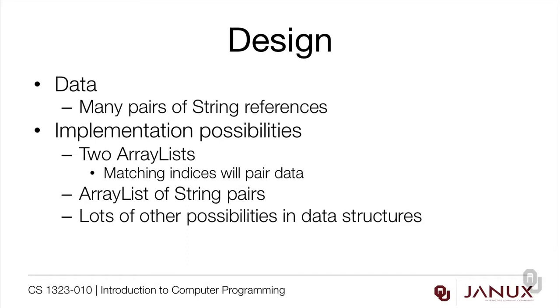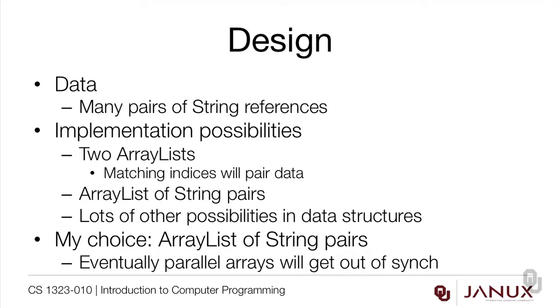There are also lots of other possible data structures for this. In fact, if you take a data structures class later, you're going to see all kinds of interesting, clever, amazing ways of solving this problem. It's really a cool problem. Now, my choice here is going to be an array list of string pairs, because eventually if we use parallel arrays, they will get out of sync.